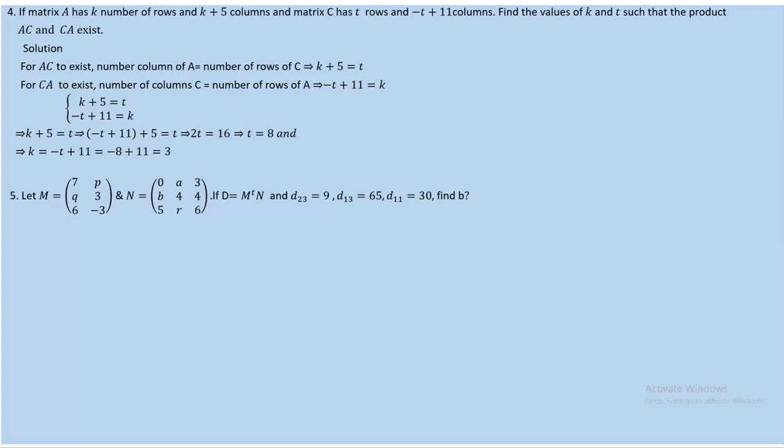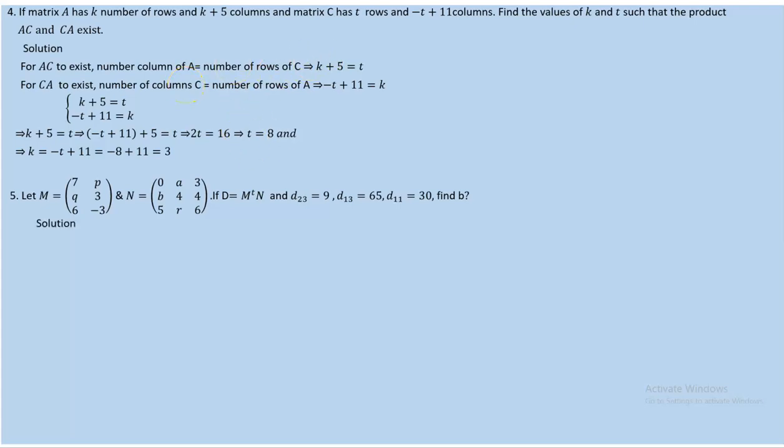Now comes question number 5, and in this case, you are having two matrices, M and N, as you see. M is a matrix of size 3 by 2, and N is a matrix of size 3 by 3. So if D is another matrix obtained by transposing M and multiplying with N, and with entries D23 as 9, D13 as 65, and D11 as 30, you are asked to find the value of B.